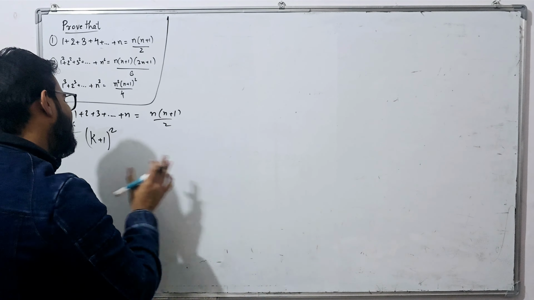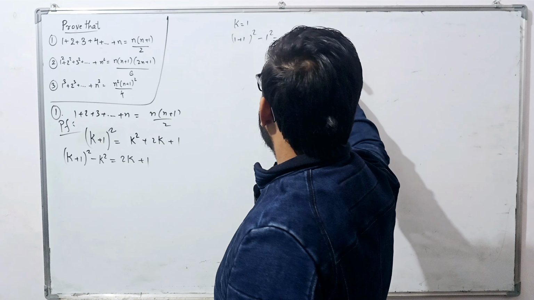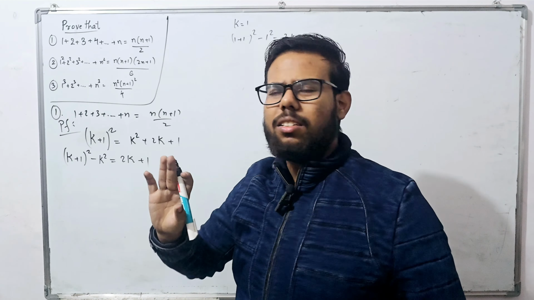It is equal to k square plus 2k plus 1, a plus b whole square. So notice that we have k plus 1 whole square minus k square is equal to 2k plus 1. Now we are going to put k is equal to 1. So we get 1 plus 1 whole square minus 1 square is equal to 2 times 1 plus 1. So basically we are getting 2 square minus 1 square is equal to 2 times 1 plus 1.